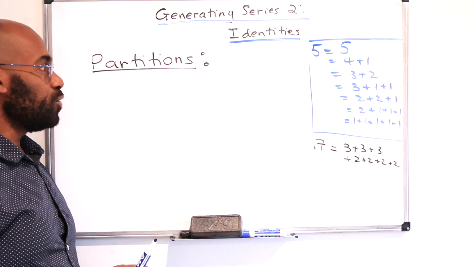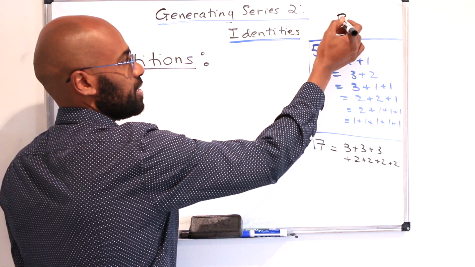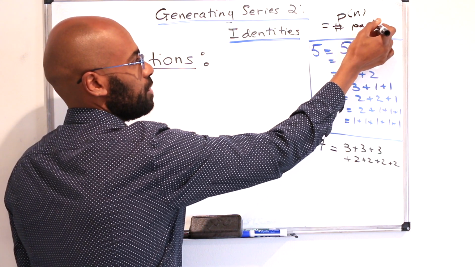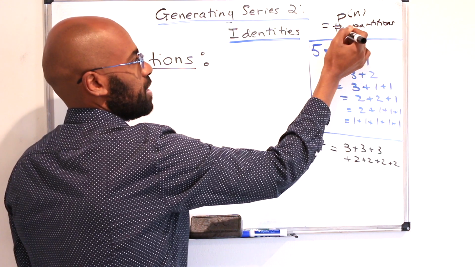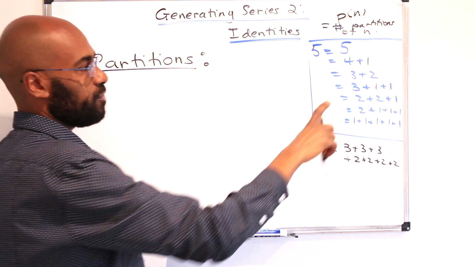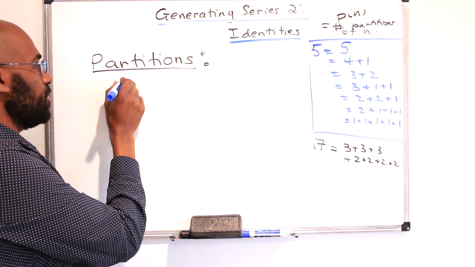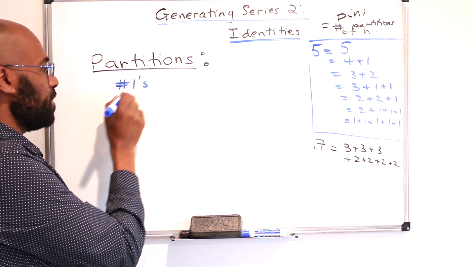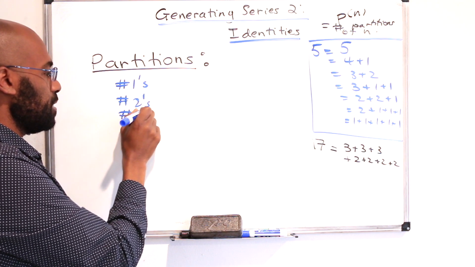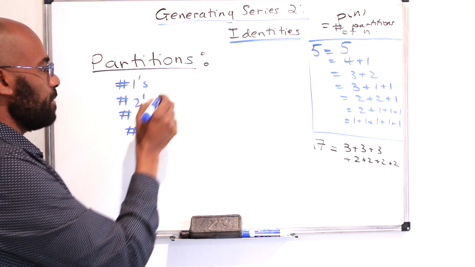So what we can do to find a generating function that encapsulates this statistic that we called p of n, which was the number of partitions of n, is we can develop a way to keep track of the number of copies of each of these positive integers. So we're going to keep series here that keep track of the number of 1s, the number of 2s, the number of 3s, the number of 4s, etc.